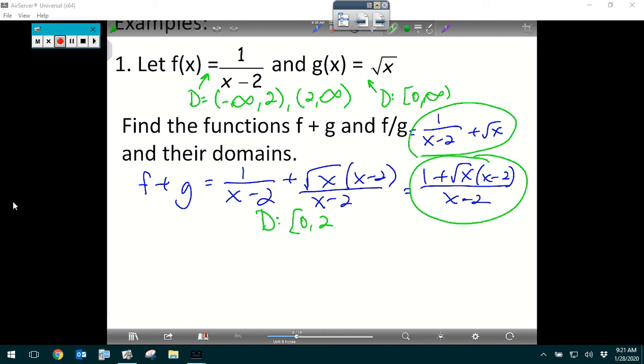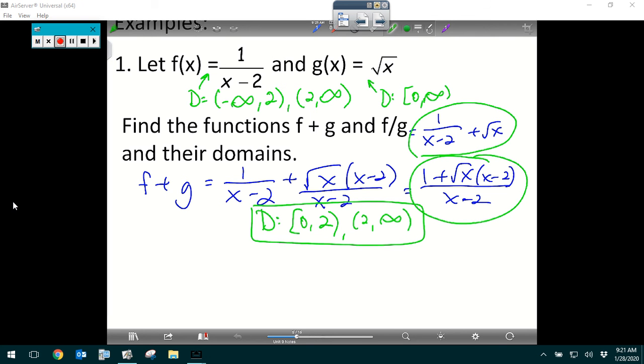Can I include the 2? No, I can't. Okay, and then I could include the other side, so 2 to infinity. So here's our domain, and there's our functions for the addition. We okay with that? Okay.